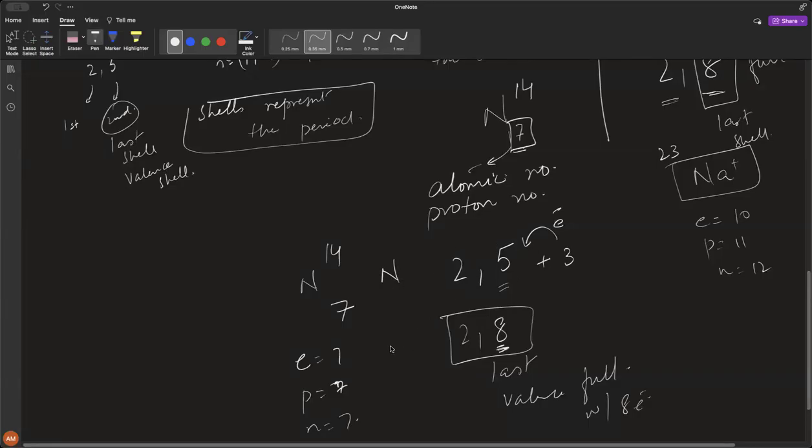Now the electrons have become 10, this stays 14, and there is a charge on it. A 3 plus charge has come on it. Why? Because it has gained 3 electrons. Now the electrons are 10, protons are 7, neutrons are 7. Do you understand this point? Yes. The price that it has to pay is that it has become 3 positive now.